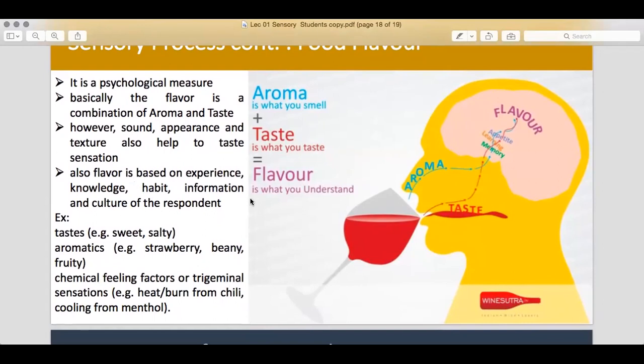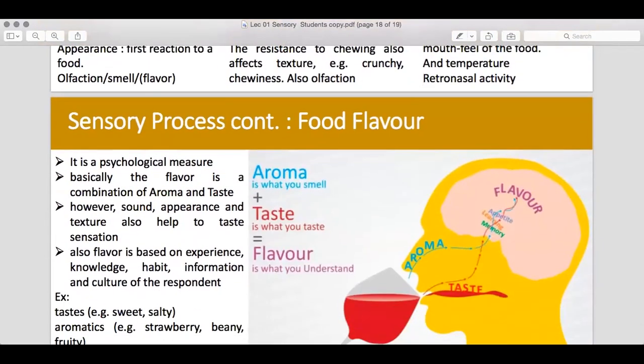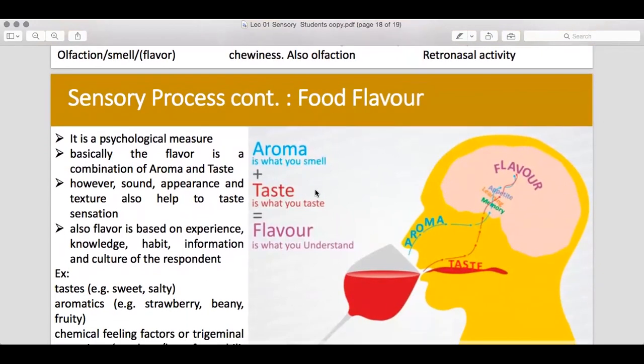Right, you can see the examples. And I would like to give you an exercise, right? You can just take a cream cracker and close your mouth, close your nose, and eat it.